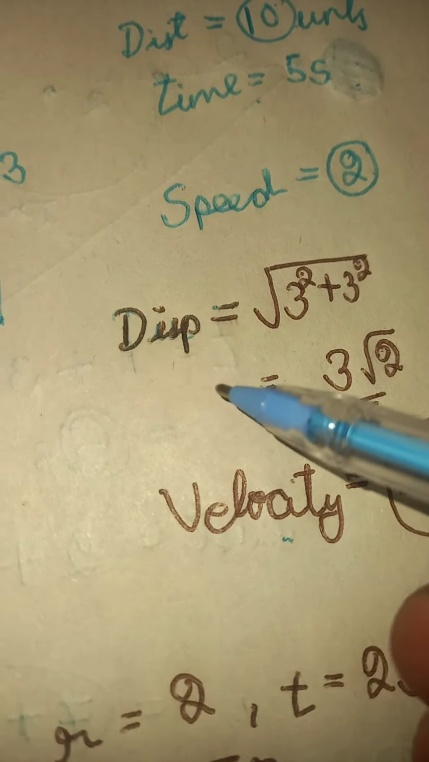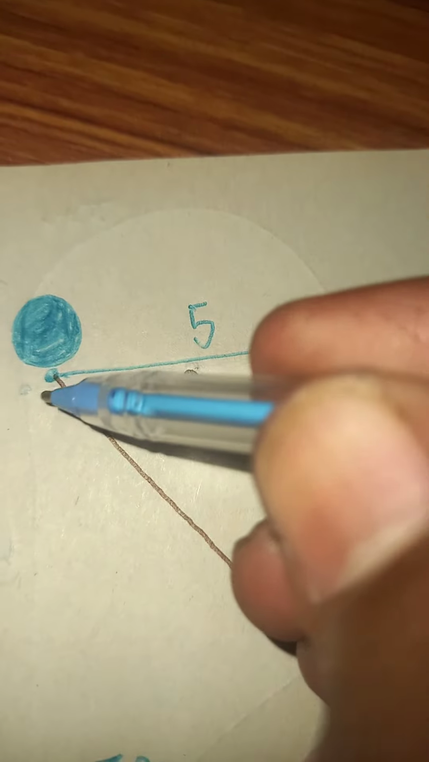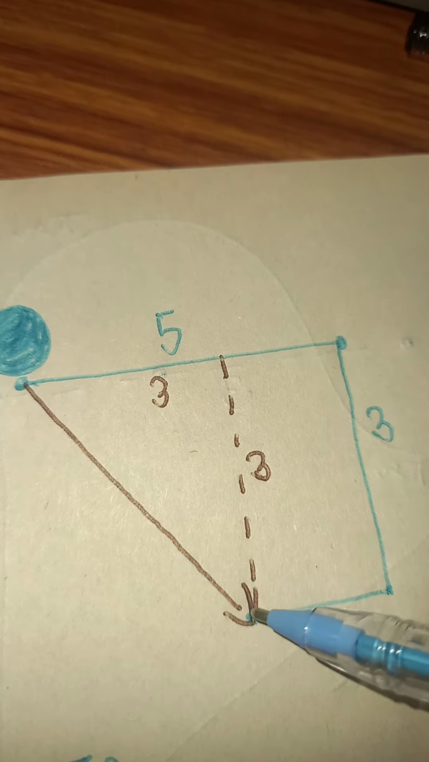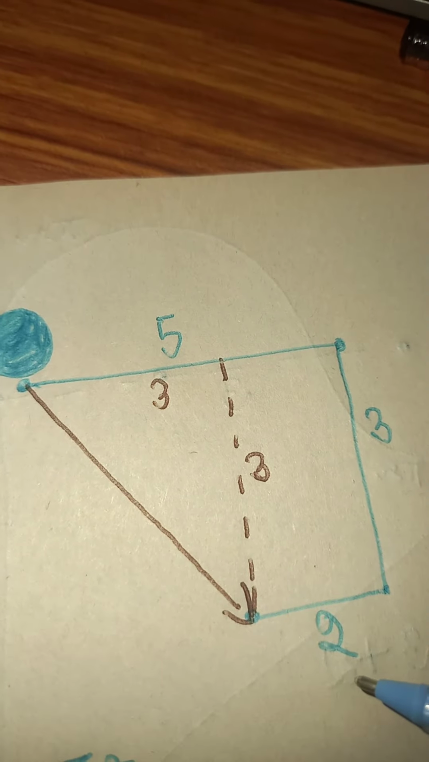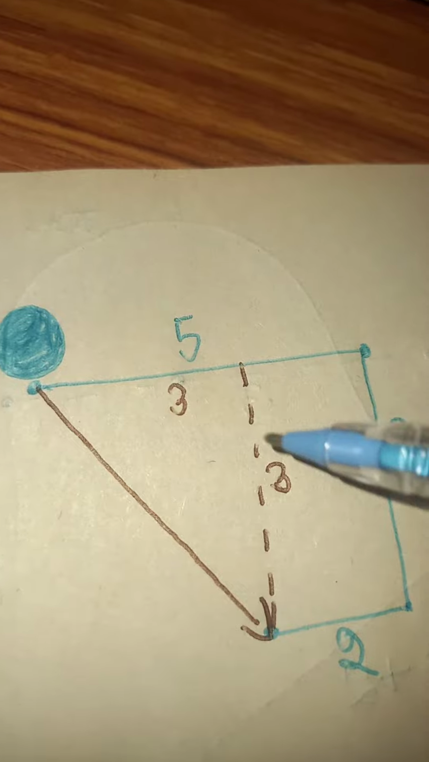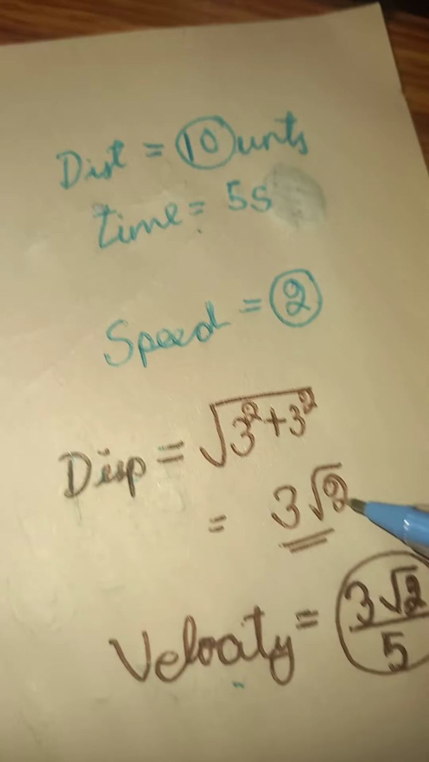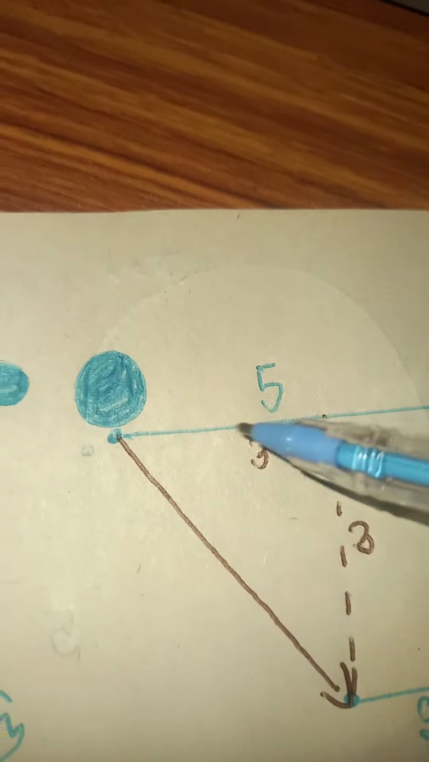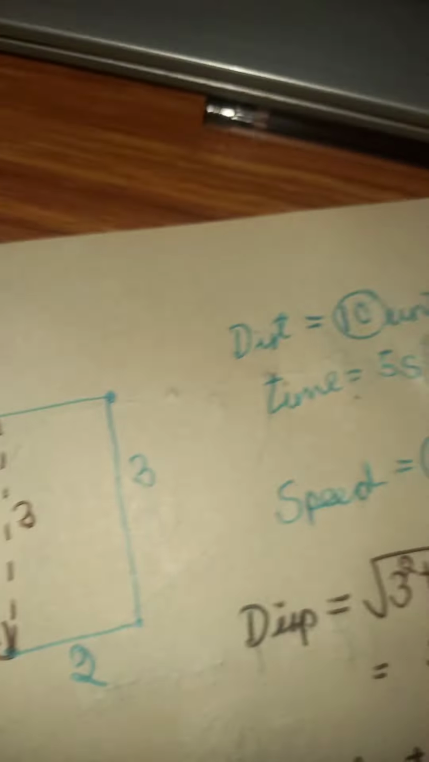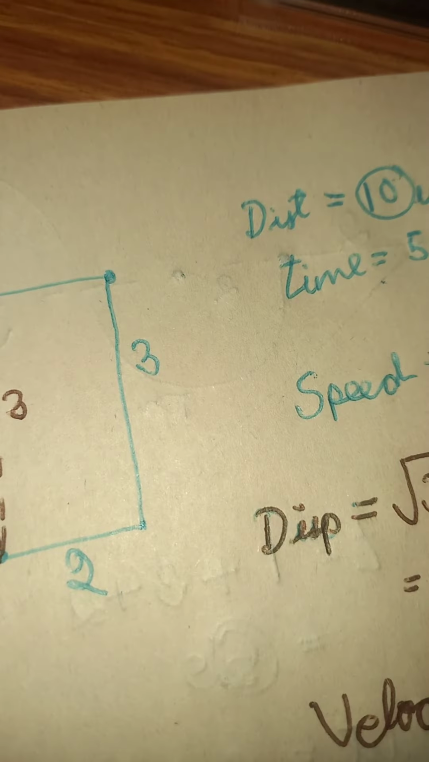The displacement is the shortest distance between the starting point and the final point. So we can calculate this displacement by the Pythagorean theorem: root of 3 square plus 3 square, so it is 3 root 2 units. The speed is the distance by time. Total distance traveled by total time taken is speed. So 10 by 5 is 2 meters per second.